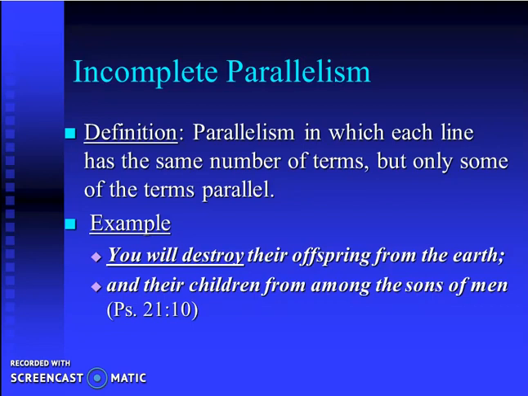Now you could have made it synonymous parallelism by adding a verb in the second line of poetry. You will destroy their offspring from the earth. You will wipe out their children from among the sons of men. Well, that would have been synonymous parallelism. But in this case, it is incomplete parallelism. If you label things, you will destroy element A, their offspring, element B, from the earth, element C, well, then there'd be a B prime, their children, and a C prime from among the sons of men, but there'd be no A prime in the second line of poetry.